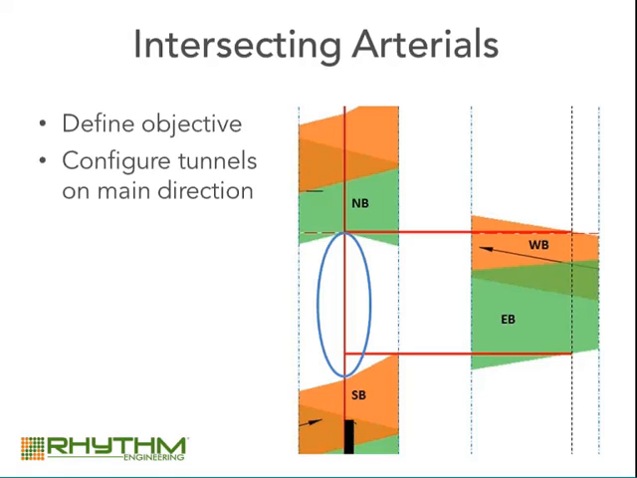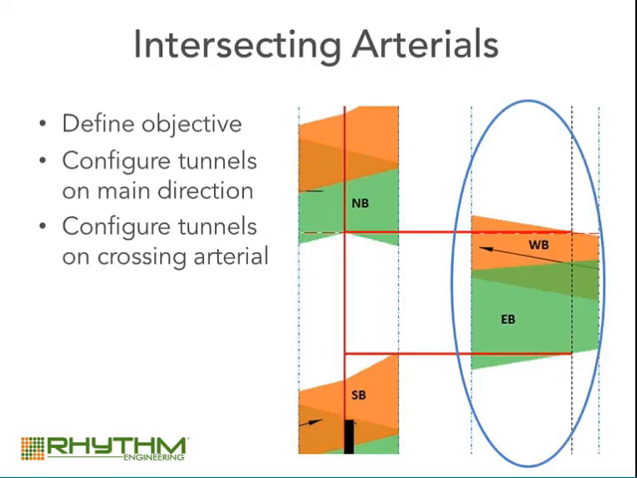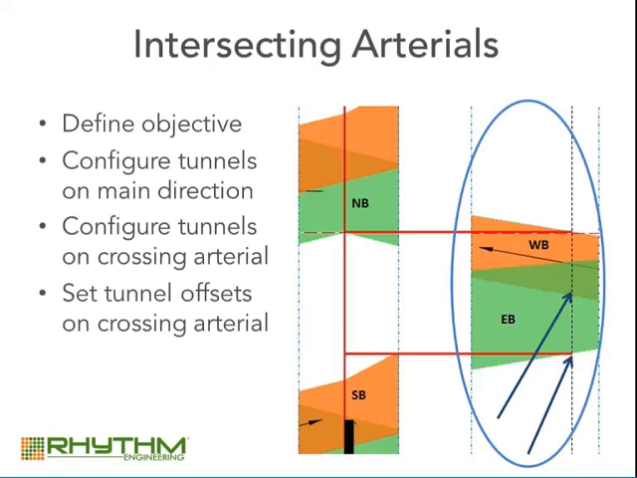So, the next step in Central Sync is to configure tunnels on the crossing arterial, such that the occurrence of these east and west tunnels are during the non-north-south tunnel durations. You will need to set local offsets under east and westbound tunnels at all intersections on the crossing arterial to allow these two tunnels to pass through the crossing point during the non-north-south tunnel durations.